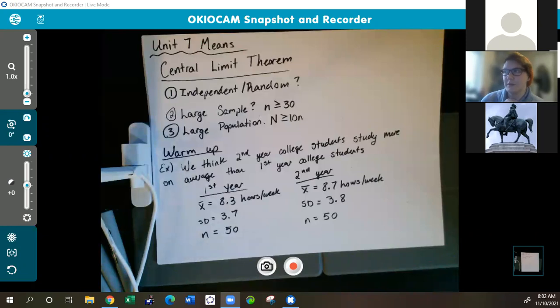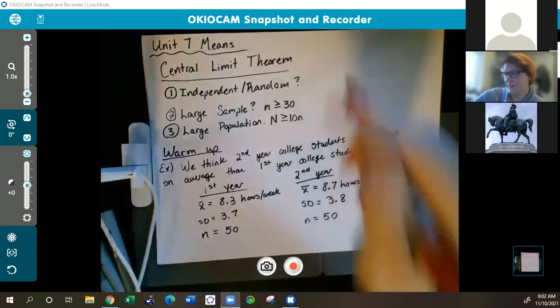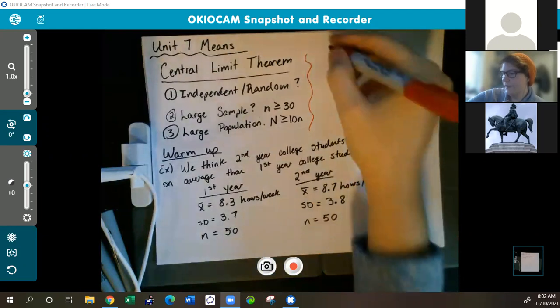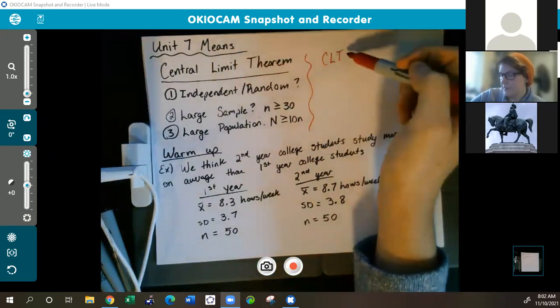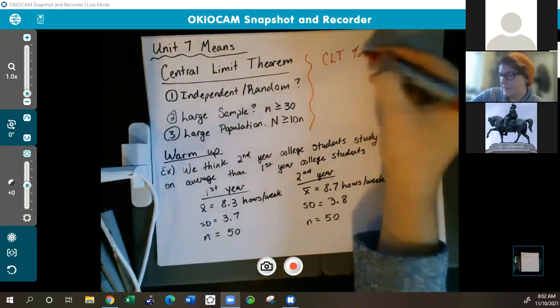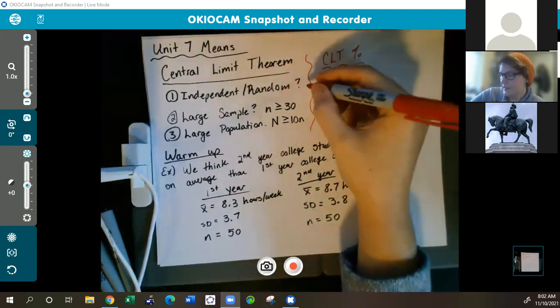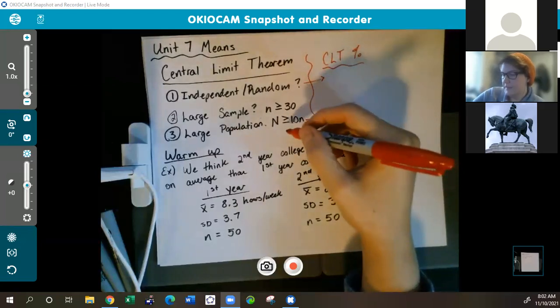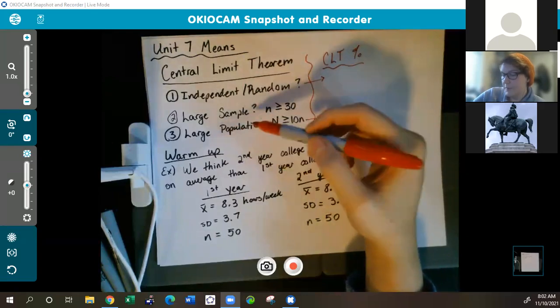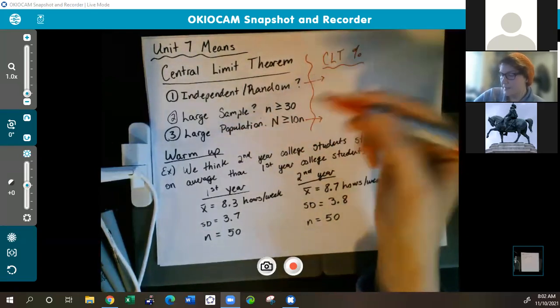So the central limit theorem when we're looking at means is slightly different than the central limit theorem when we're looking at proportions, aka percentages. And they're almost the same. The big difference is that they both need to be random, and they both need populations that are at least 10 times bigger than the sample sizes.